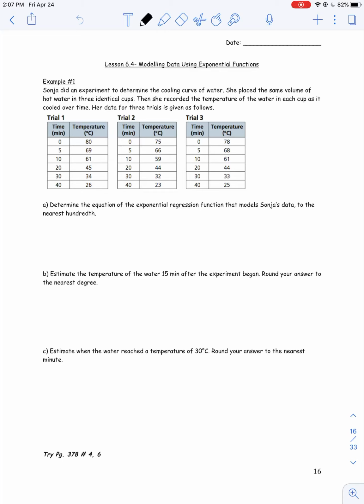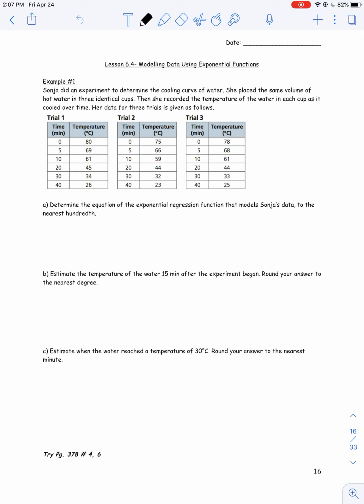Hello, Math 30-2 students. We're looking at lesson 6.4, modeling data using exponential functions. In example number 1, Sonia did an experiment to determine the cooling curve of water. She placed the same volume of hot water in 3 identical cups. Then she recorded the temperature of the water in each cup as it cooled over time. Her data for 3 trials is given as follows.